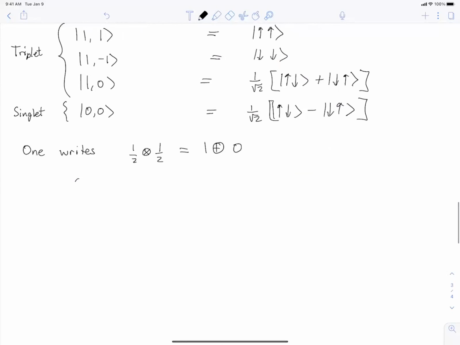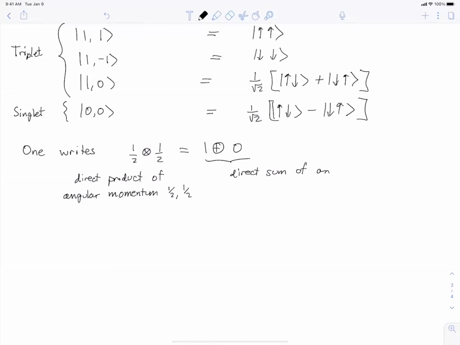Okay, so one says direct product of angular momentum more generally than spin. Because once you've done this for one angular momentum, it's good for any angular momentum, no matter what physical role it might play. It might be spin, it might be some other kind of angular momentum where you take a linear combination of other spins or something like that. But in any case, that gives the direct sum of angular momenta 0 and 1.